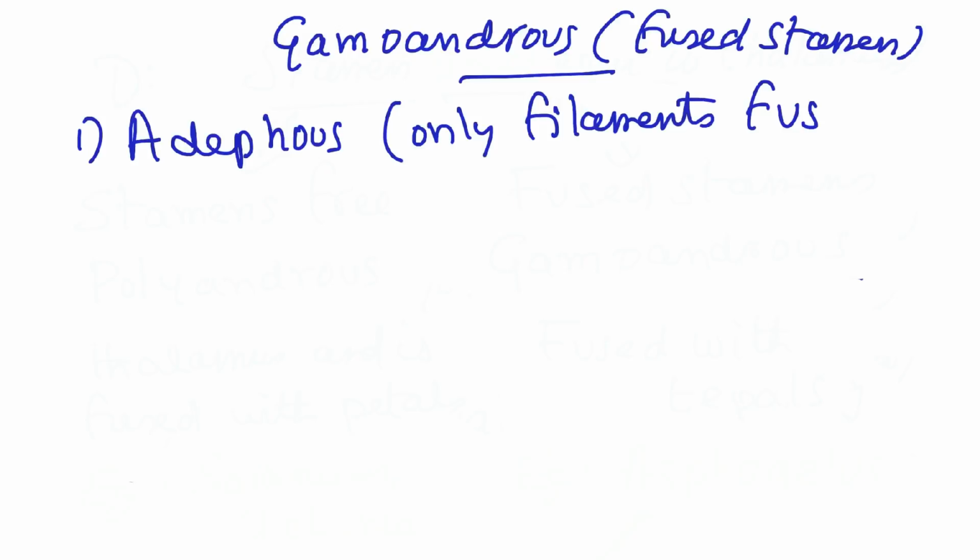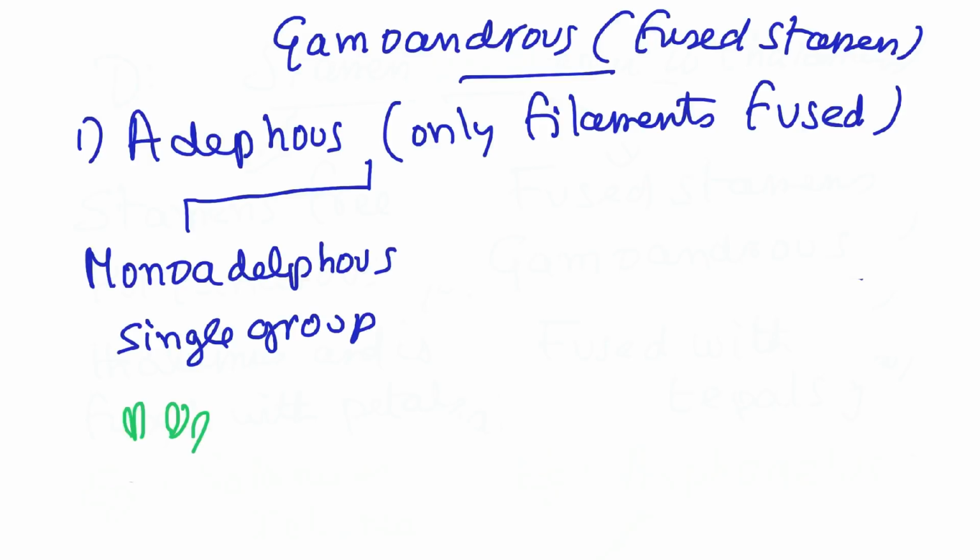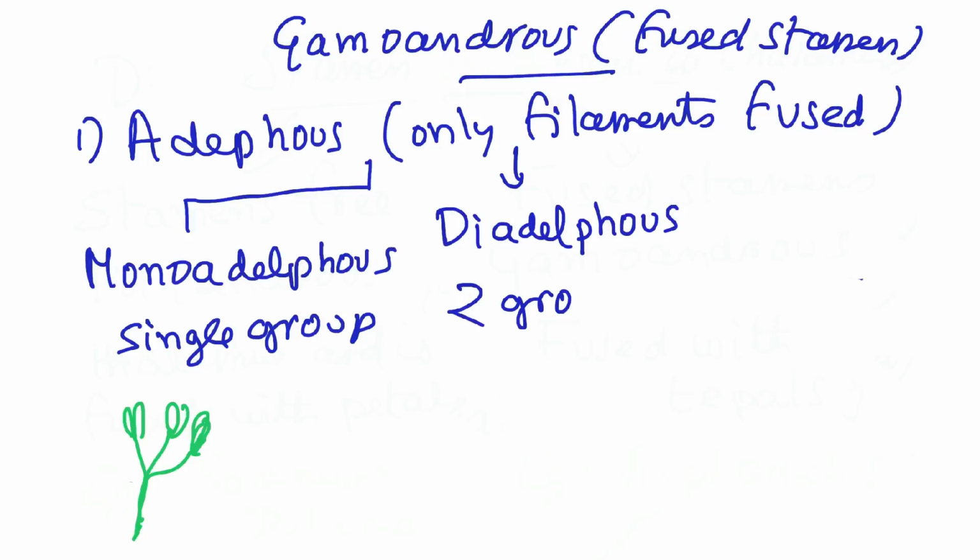Adelphous basically means that the filaments are fused. That's the important point. And Adelphous is divided into three categories, that is monoadelphous, diadelphous, and polyadelphous. First we look at monoadelphous. Of course, the word itself indicates what we are looking at. Monoadelphous basically means that the filaments are in a single group. You can see that even though there is more than one anther, the whole thing is fused into a single group.